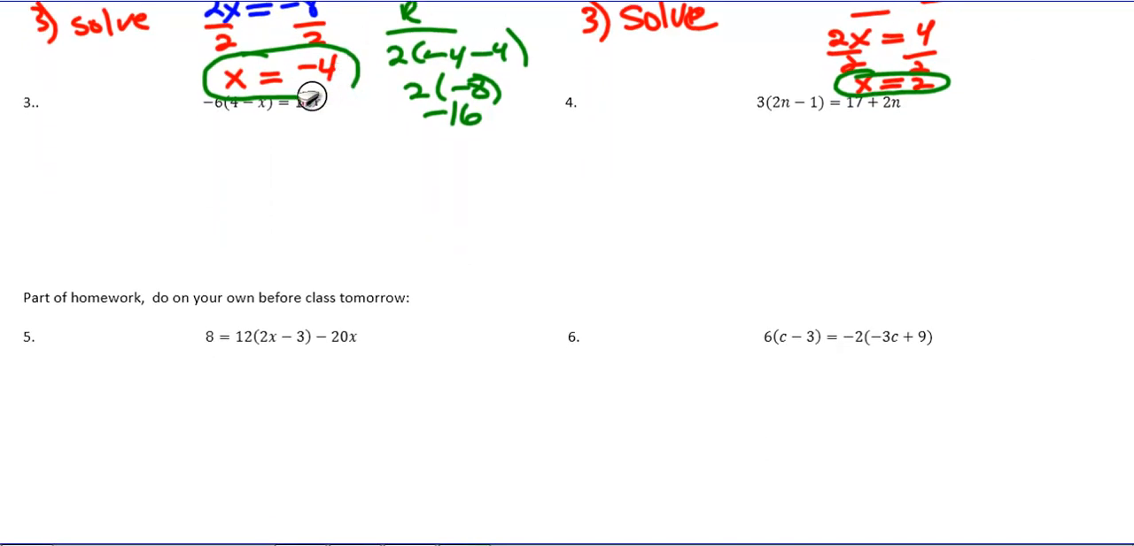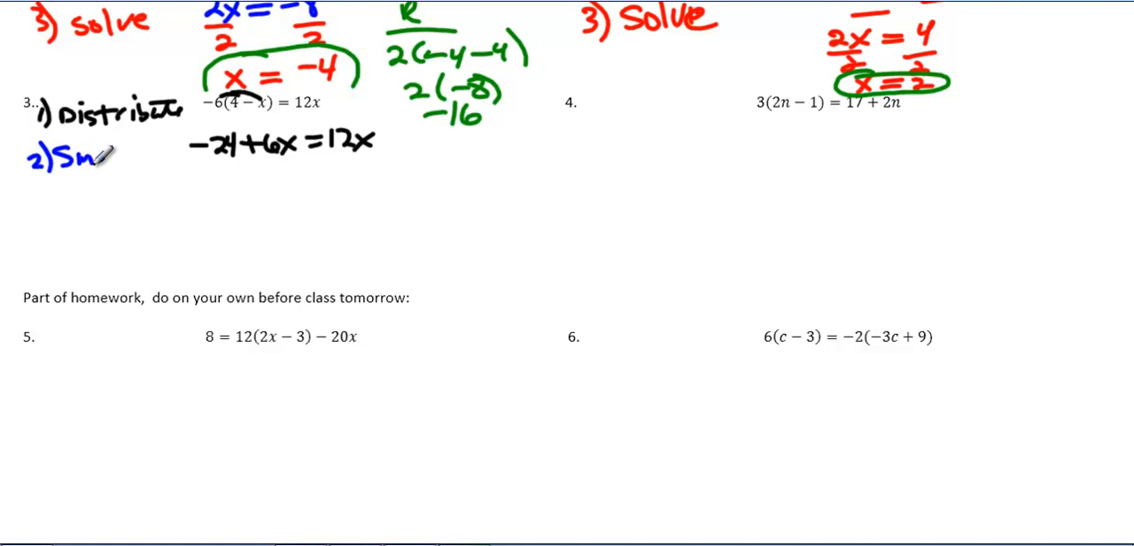I got to erase this. I'm missing part of my problem here. There we go. Up first, again, step number 1. We have distributive property again. So we're going to distribute. So that negative 6 is going to go there and there. So I have negative 24 plus 6x equals 12x. Step number 2. We need to do smaller to larger.